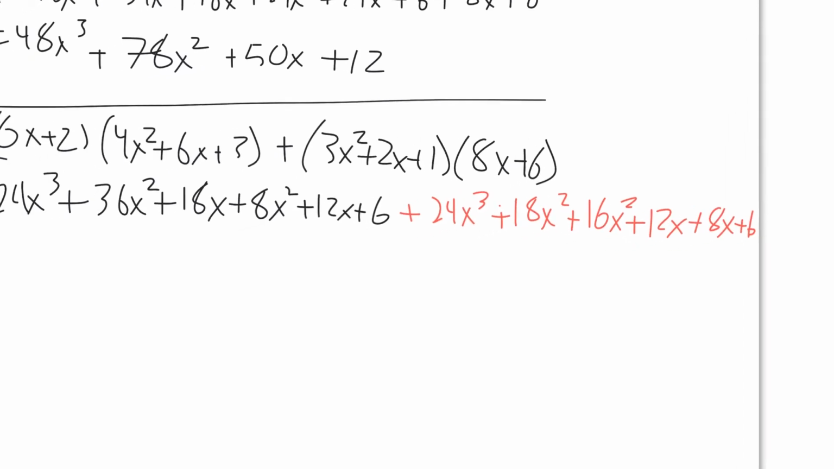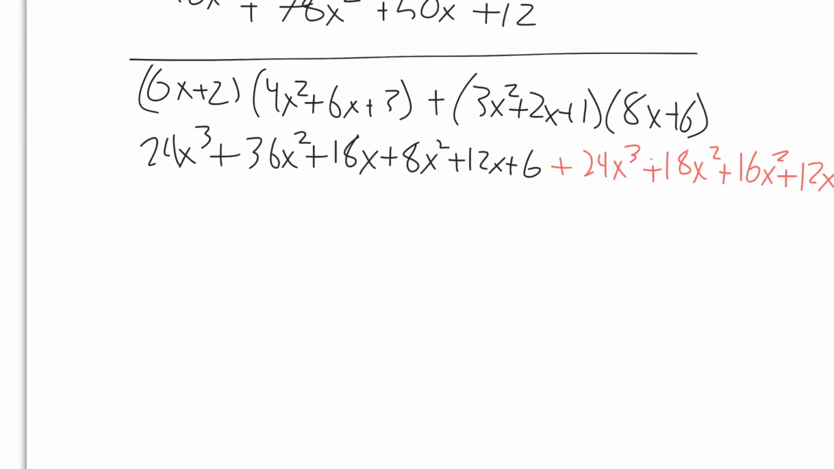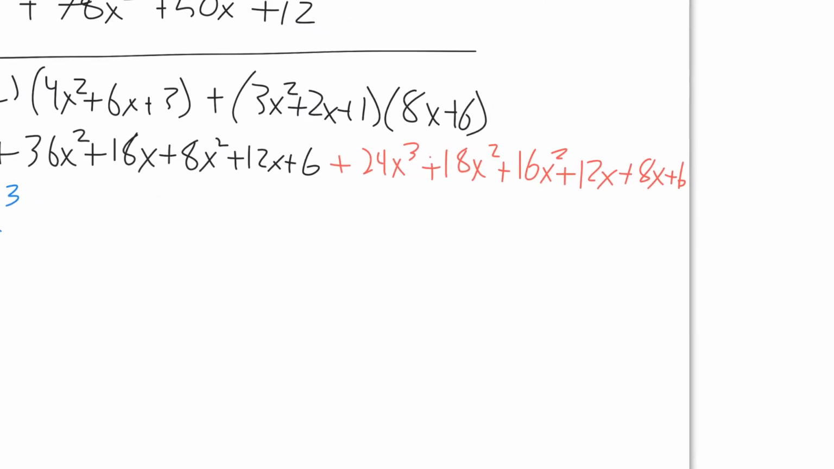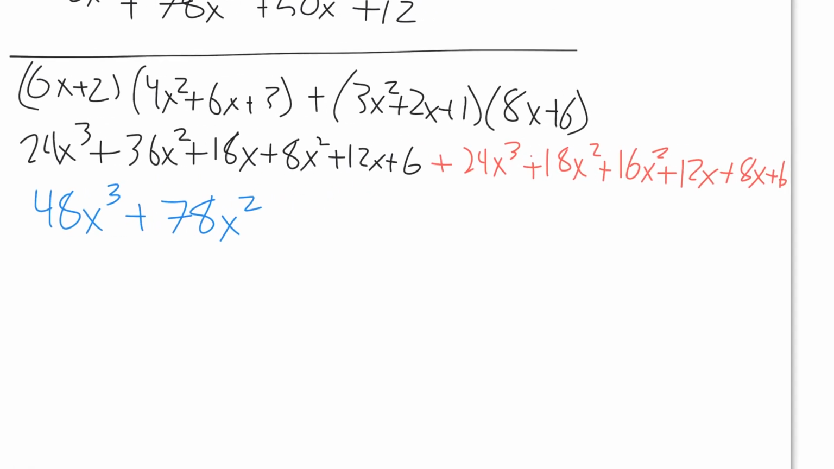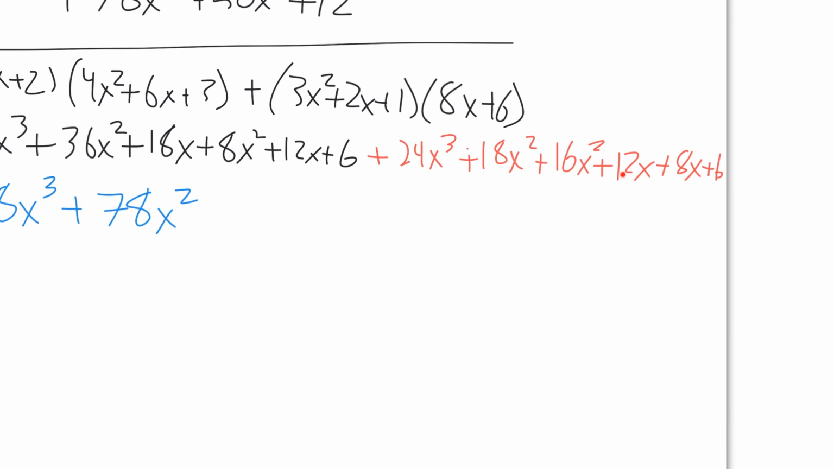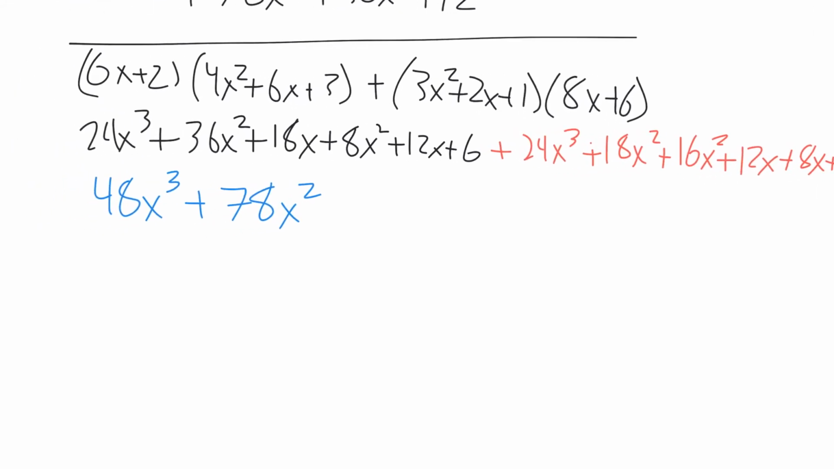Now let's see if we can have any simplification. Well, there's a 24x cubed and a 24x cubed, which will give me 48x cubed. There's an 18x squared, a 36x squared, an 8x squared, and a 16x squared. So if we add all that together, sure enough, we get 78x squared. Next up, we've got an 18x, we've got a 12x, that's 30. Then we've got a 12x and an 8x, that's 20. 20 and 30 make 50. And we've got a 6 and a 6, which make 12.